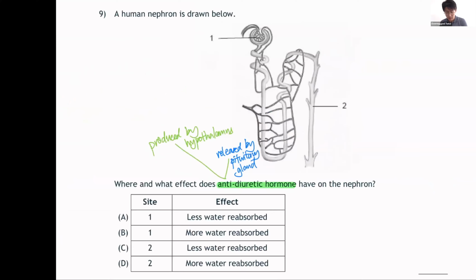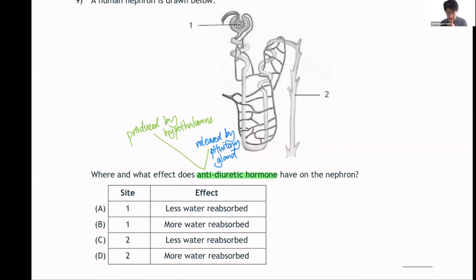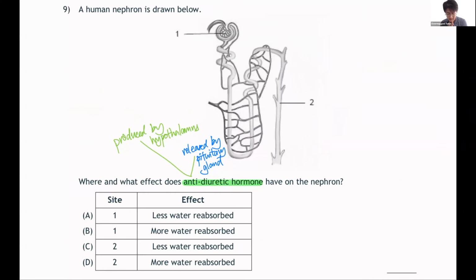Okay. Alrighty. So question nine should be a fairly straightforward answer. We are looking at D. Alright, site two, more water reabsorbed. Cleo, can you name site two for us, please? Collecting duct, very good. And site 1 is the glomerulus, very good. Wonderful. Any questions to ask on the nephron?